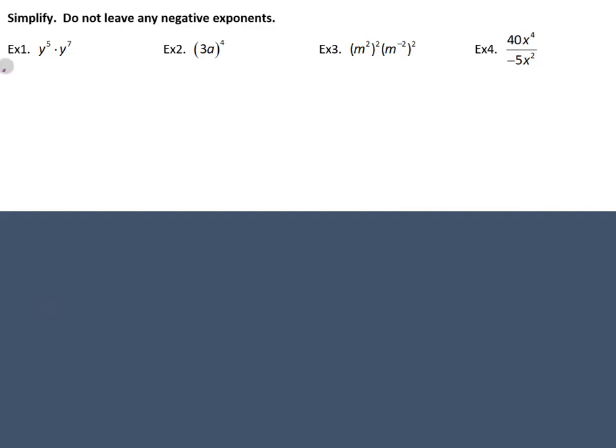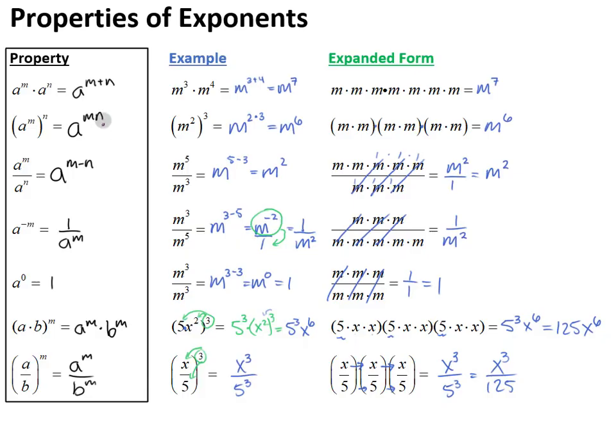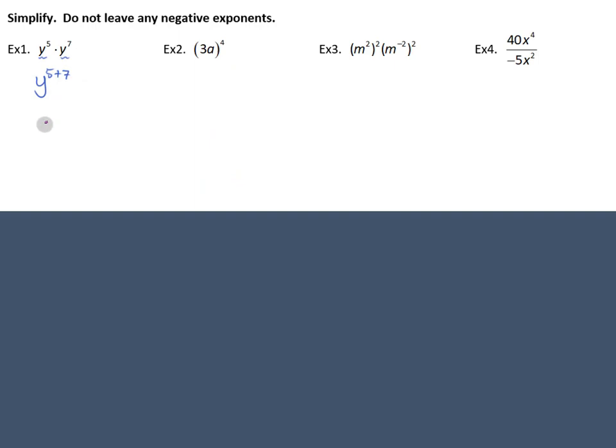So in example 1, we're multiplying two things with the same base. So looking back at our properties here, if I'm multiplying two things with the same base, we can keep our base and add the exponents. So this would give us y to the 5 plus 7 power, or y to the 12th power. And that's it for number 1. Hopefully that part's pretty easy.